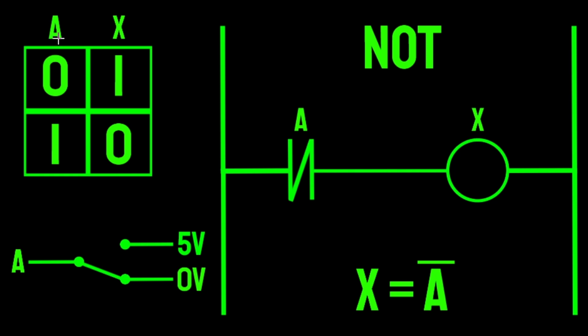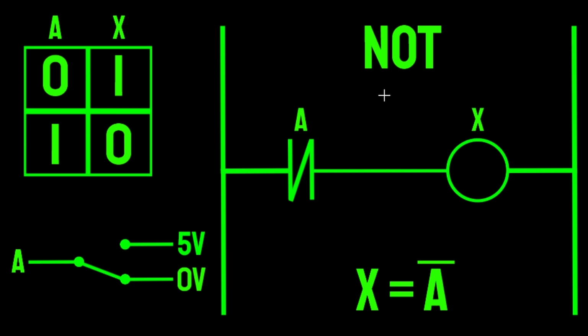So as we can see in the truth table here, the NOT gate is an inverting circuit. If we take our input A, then our output X will be the opposite. So if A is 0, X is 1, and vice versa. And that's represented by this expression down here, X equals A bar. The bar indicates the NOT operation.